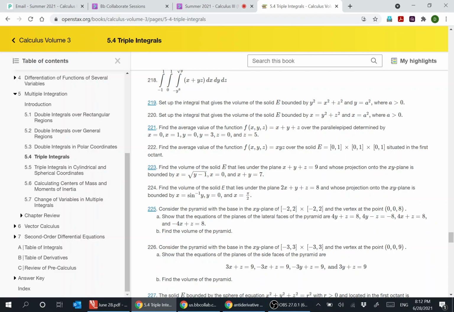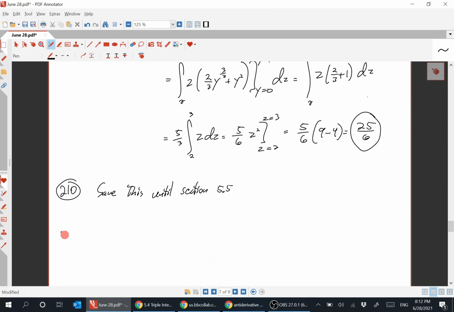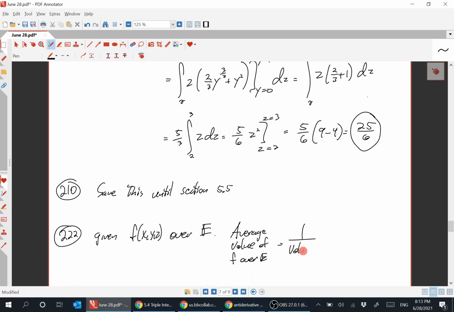So, find the average value of the function f(x, y, z) equals xyz. Given f(x, y, z) over some three-dimensional region E, the average value of f over E is equal to 1 over the volume of E, times the triple integral of f(x, y, z) dV.